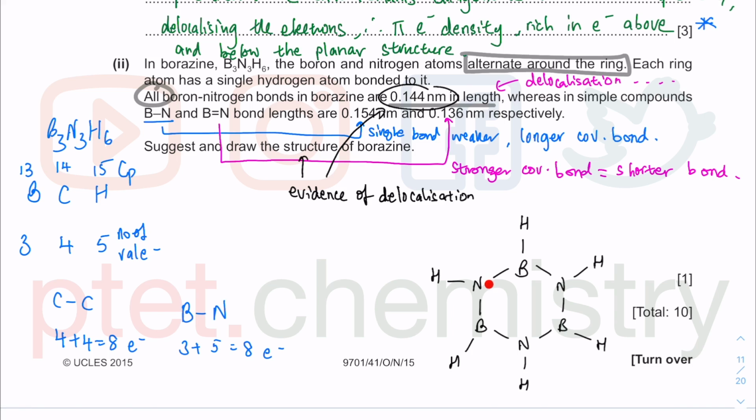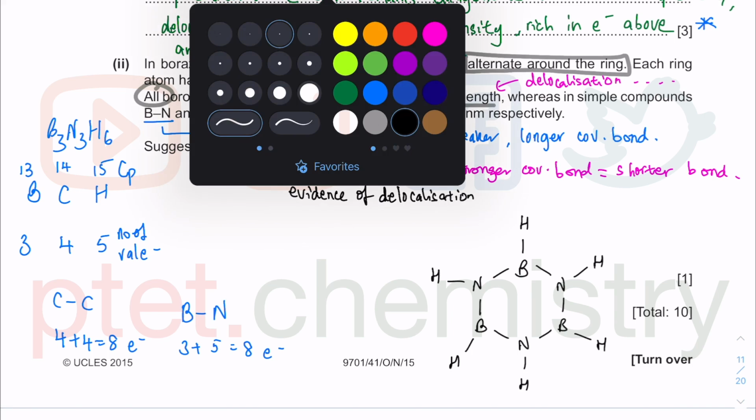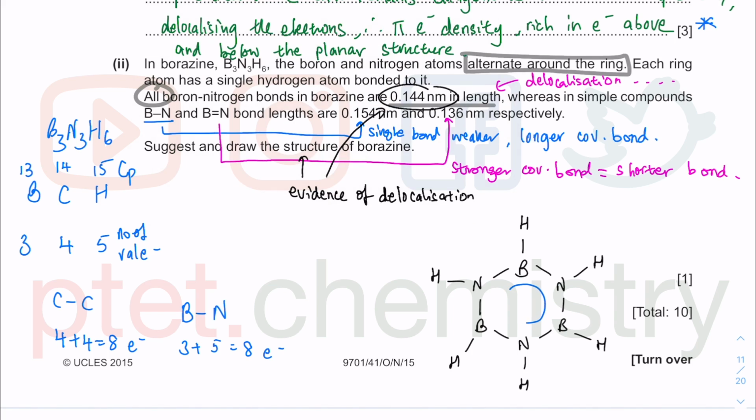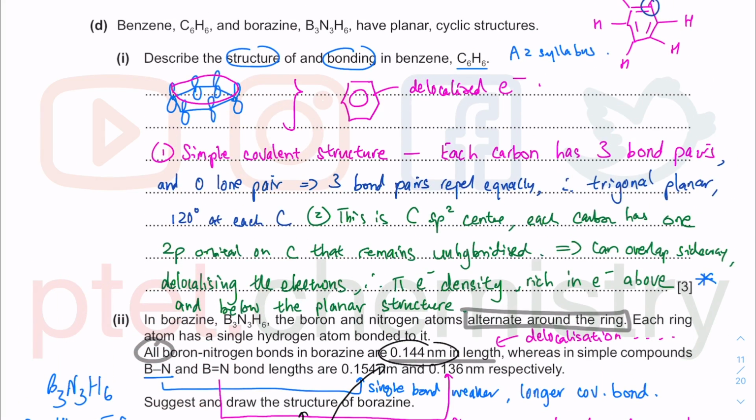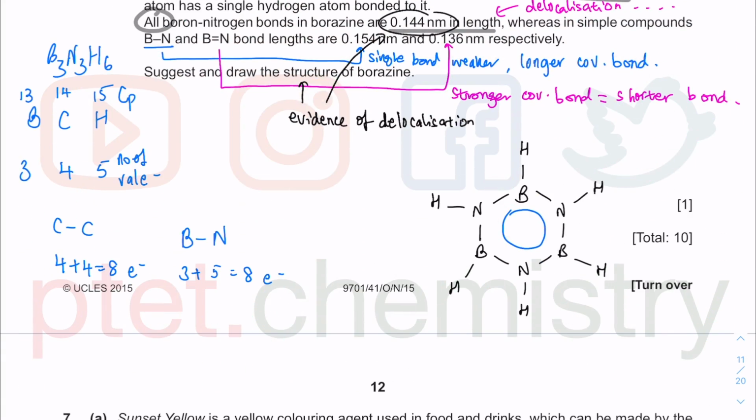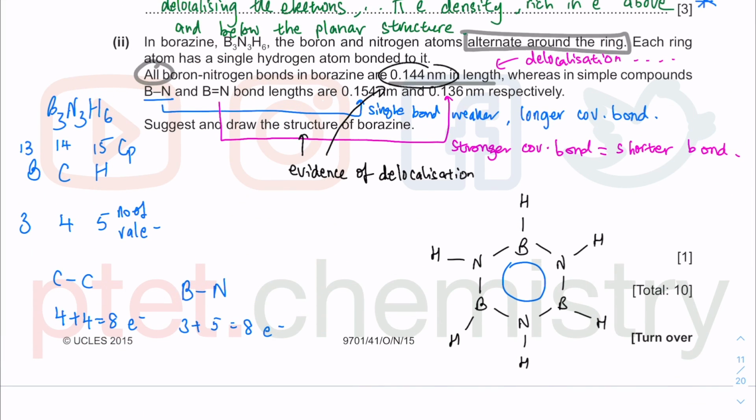You have lone pairs on the nitrogens and you have empty orbitals on the borons. So what you must get is a ring structure that represents the delocalization of electrons and not single and double alternating bonds, because even though they said this, they also mentioned that all of them are the same length, which is the evidence of delocalization, just like what we had earlier with benzene chemistry. We therefore draw this ring for borazine, B3N3H6 there. And that's the 1 mark question for the suggested structure. So that's the end of that 10 mark question there.